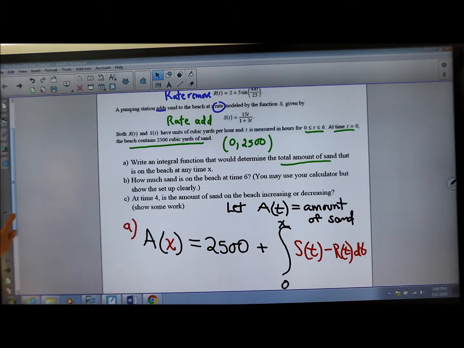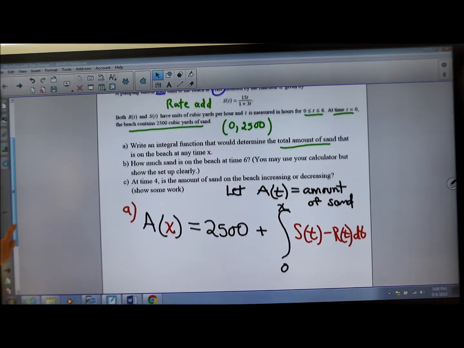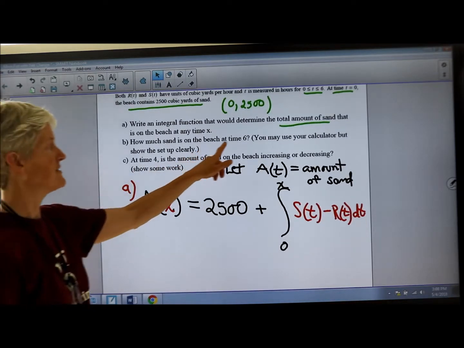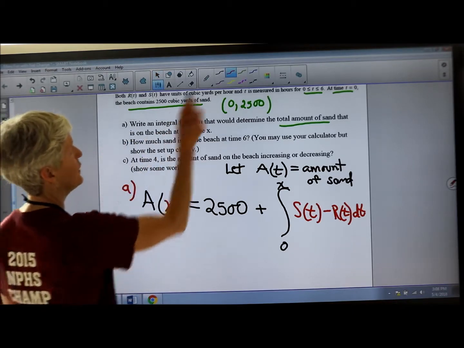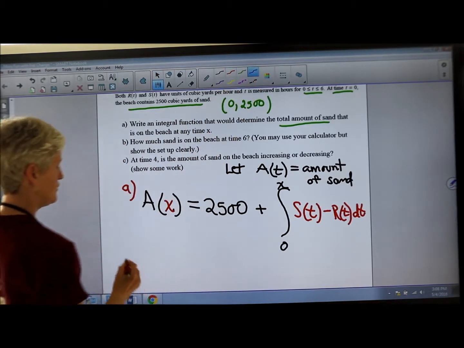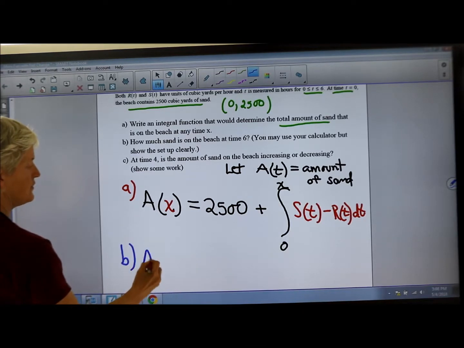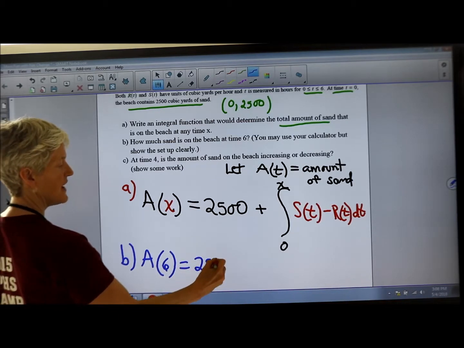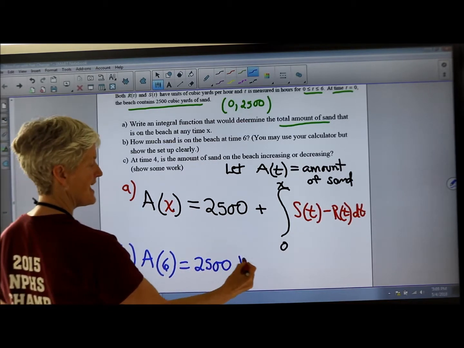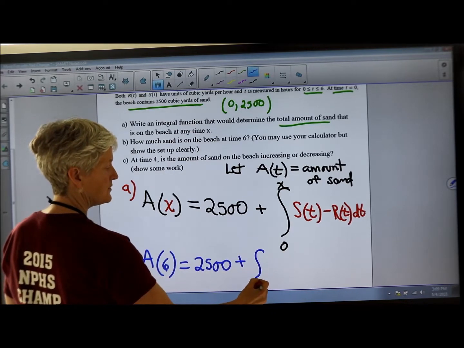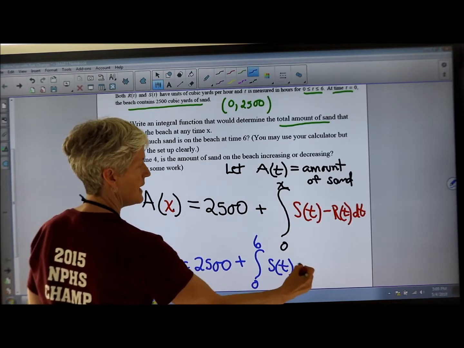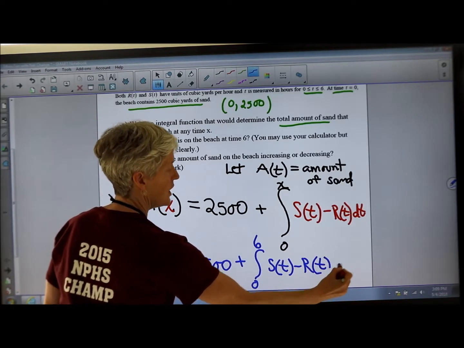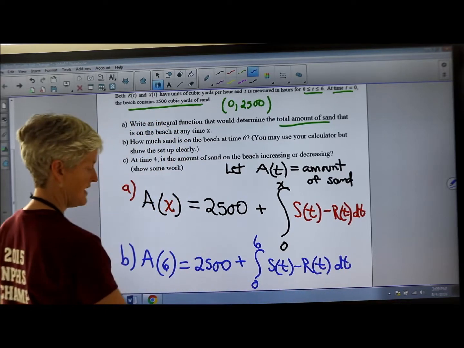Okay, B is just asking me now to use that integral. How much sand is on the beach at time 6? You may use your calculator, it says, but let's show how we are setting this up. So the amount of sand I'm going to have at 6 hours will be my starting value, the amount of sand I have at time 0, plus the integral from 0 to 6 of s of t minus r of t, all with respect to t.